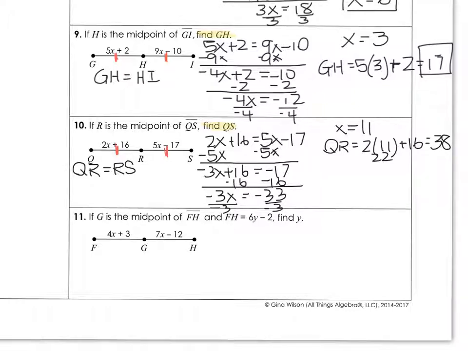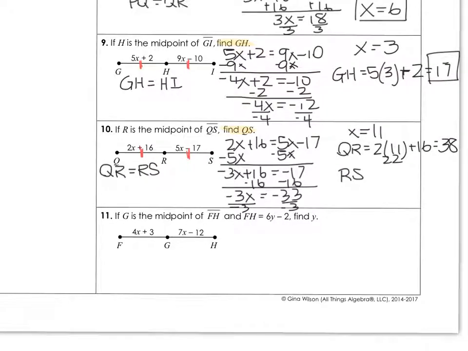Let me write this again. Sorry. I know RS equals the same thing, right? Because we wrote that down at the very beginning. R is a midpoint, so QR must equal RS. And to find QS, I just add those two together. Segment addition: QR plus RS equals QS.